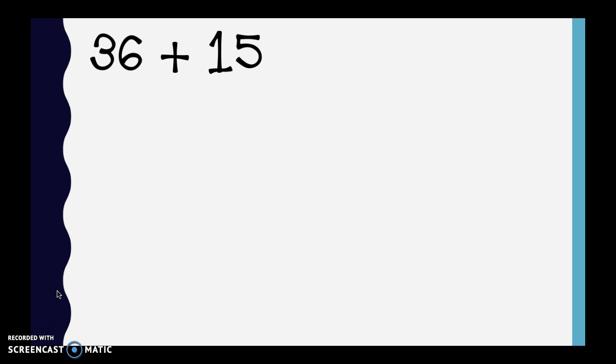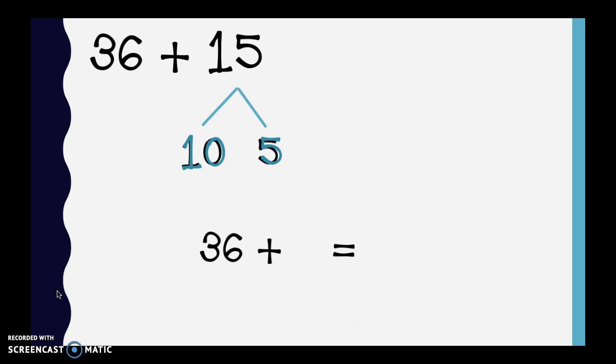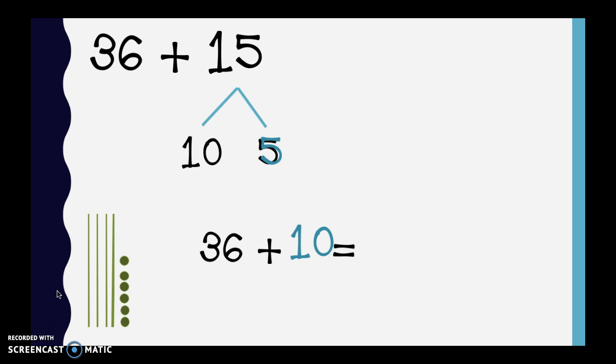Here we go. This is what I did. I know that 15 is smaller than 36, so that's the one I'm going to break up. Now I'm going to add the different parts of 15 to 36. So I'm going to say 36 plus, I'll take that first part of 15, which is 10. I have no idea, so I'm going to draw my picture of 36 and then draw a picture of adding 10. So what did you get? 36 plus 10 equals? Yeah, you're right, 46.